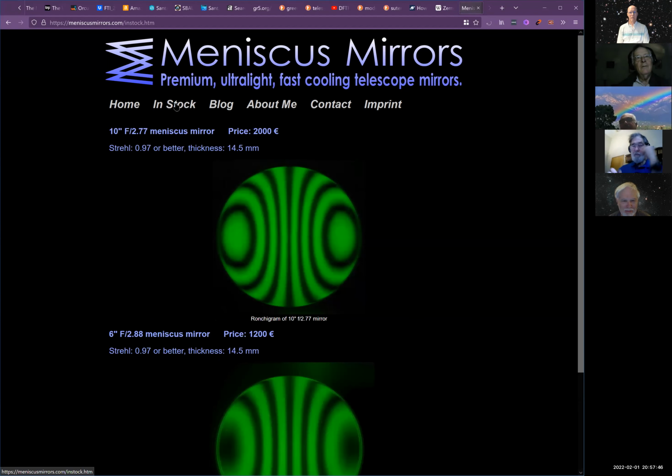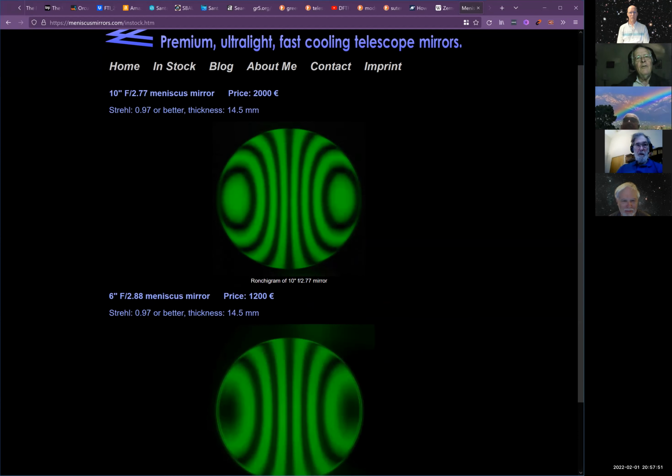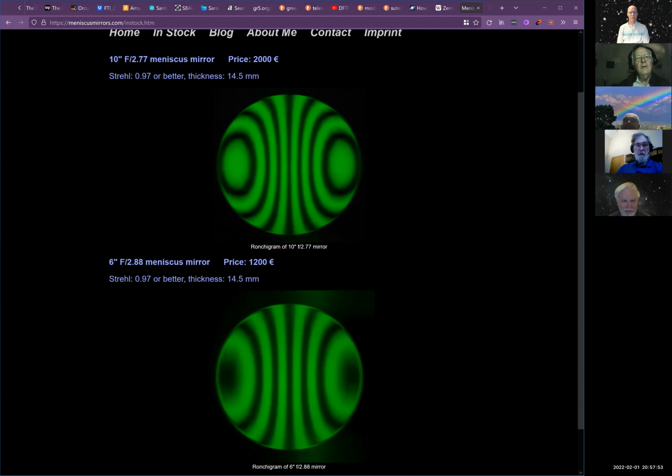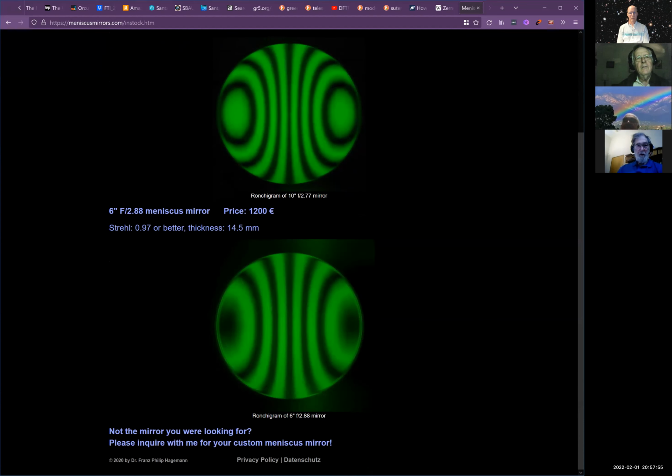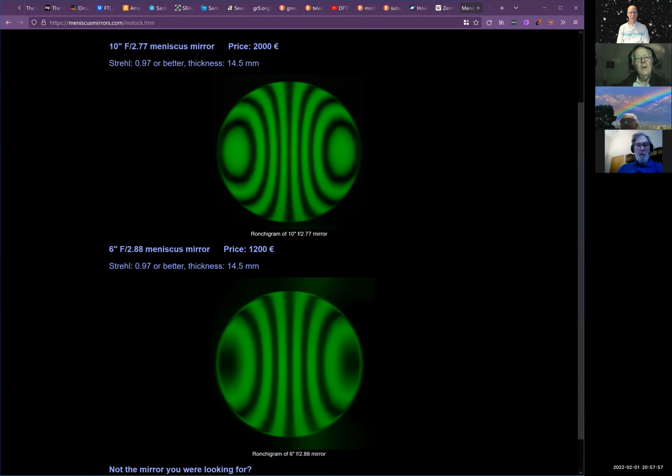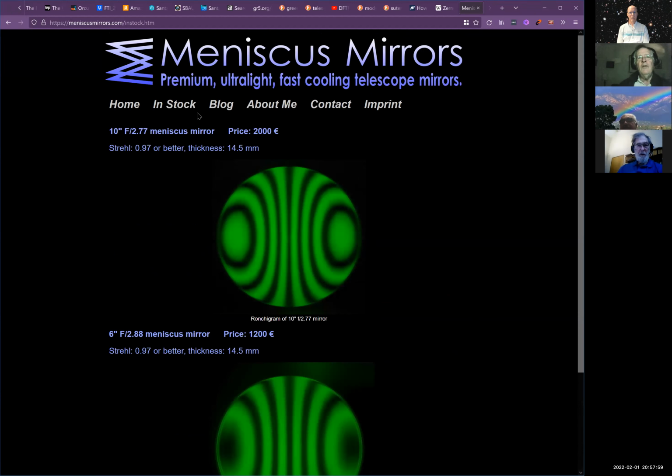Meniscus mirrors also are much easier to support. They're just a ring with a hole in the middle? What is a meniscus mirror? A meniscus mirror is thin, a half-inch thick. Yeah, half-inch, and it's curved. It's uniform thickness, so it curves. Okay. Oh yeah, you just melt it into a form.